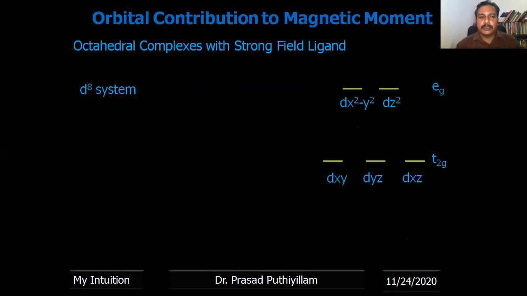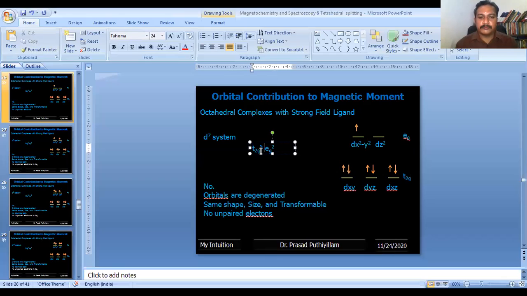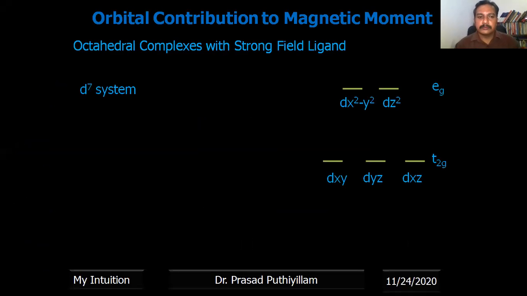That is the t2g6 eg1 case. That also we need to correct. So this is t2g6 eg1. The t2g6 eg1 case cannot contribute towards the magnetic moment either. Okay, now d8 system. D7 system is over.